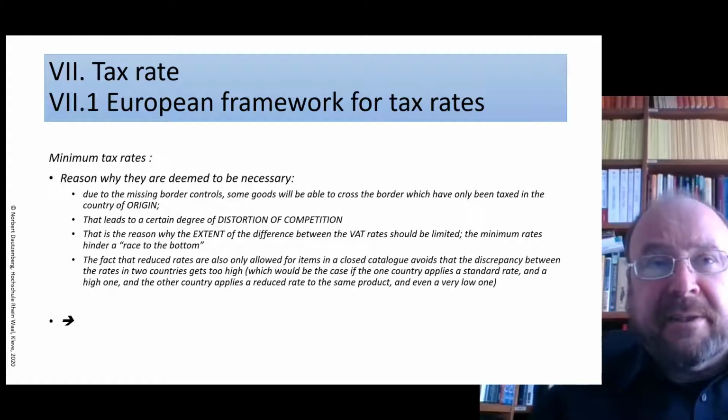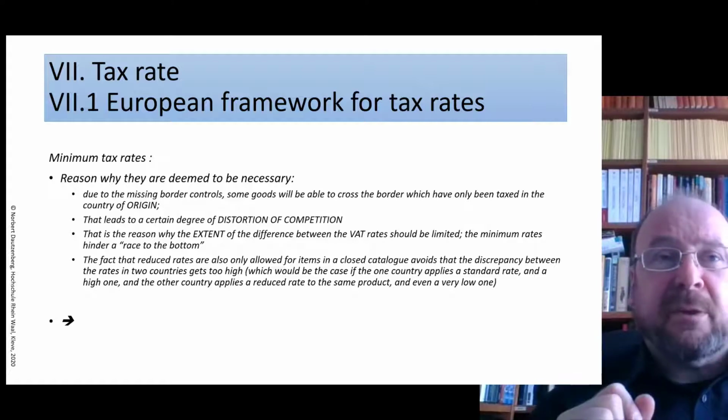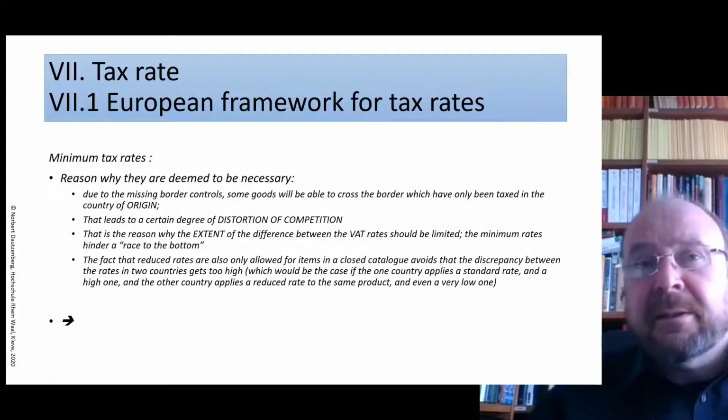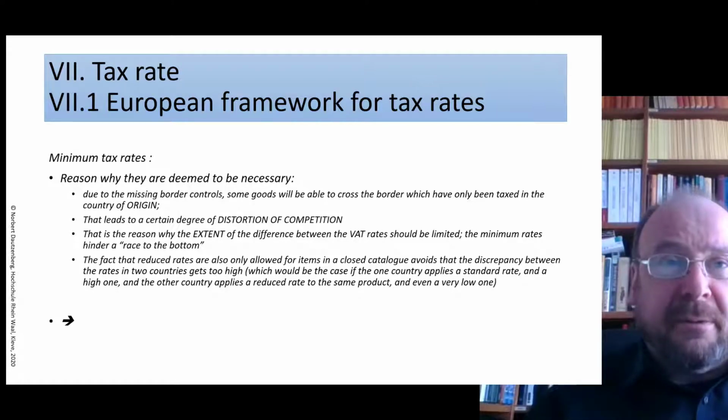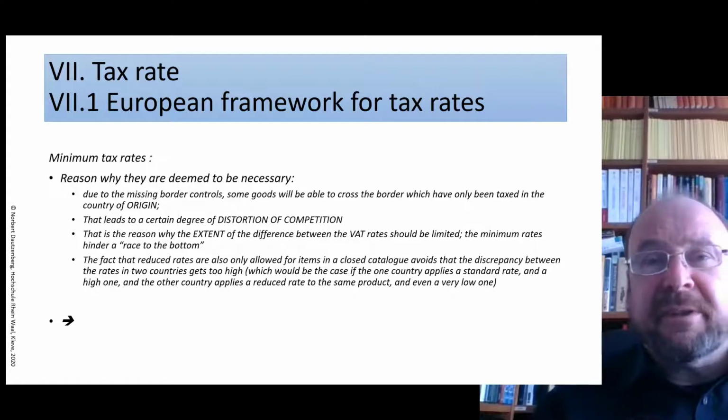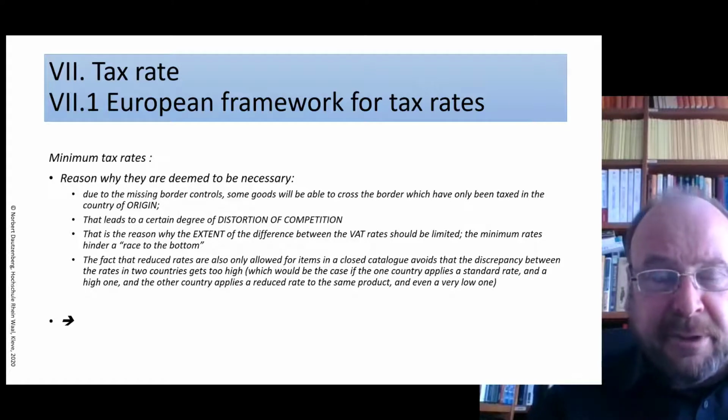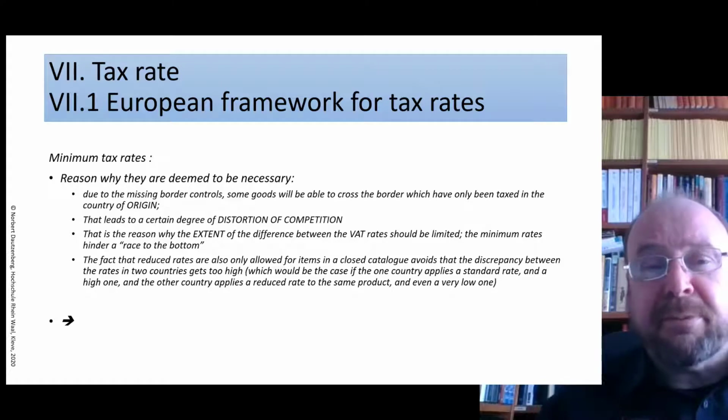And so the idea is, okay, we just say reduced rates are in principle not a good thing. We limit them to the catalog of things for which we agreed that a reduced rate should be possible. There, every member state has the possibility and the right to apply a reduced rate.